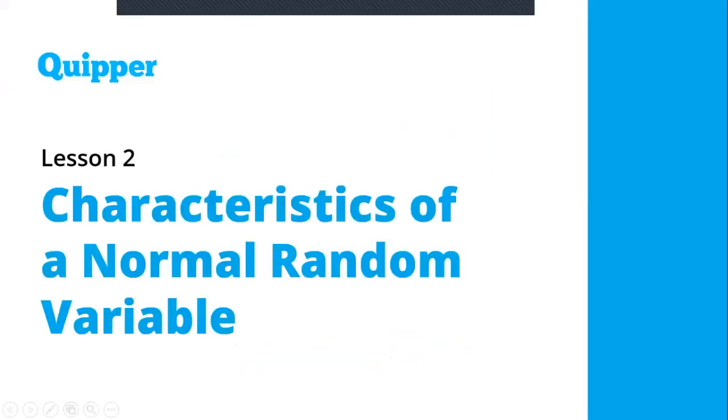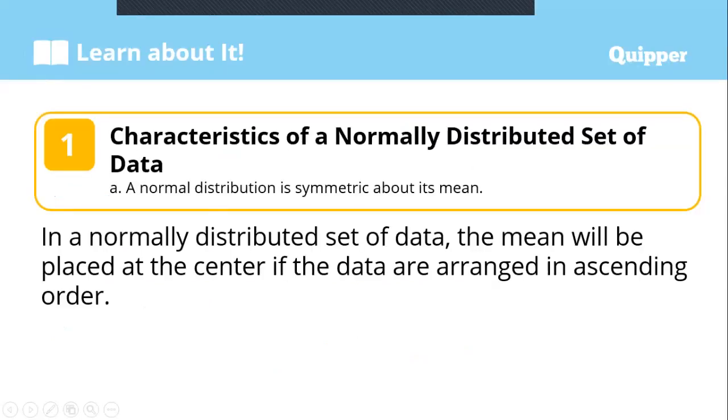So next, we have the characteristics of a normal random variable. The characteristics of a normally distributed set of data: a normal distribution is symmetric about its mean. Symmetric meaning equal sila. In a normally distributed set of data, the mean will be placed at the center if the data are arranged in ascending order.